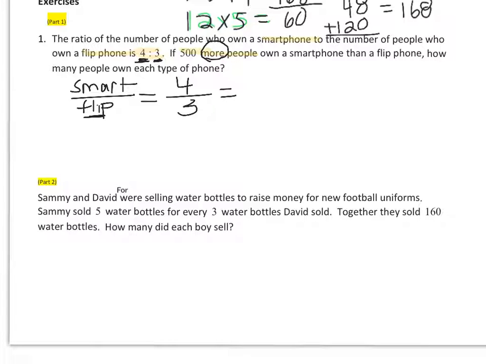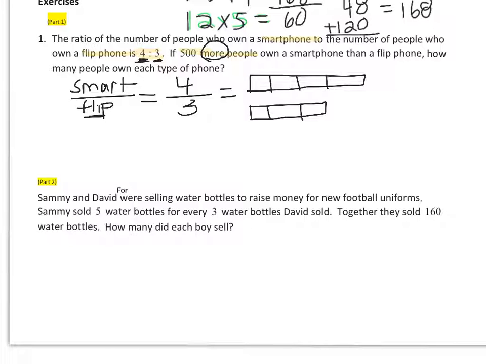Now I'm going to draw my tape diagram of that. So I'm going to draw a diagram of 4. And then I'm going to draw a diagram of 3. When I draw that 3, I need to make sure the first 3 line up with the first 3 on my 4. So I'm going to do the best I can to try to make sure that they line up. So it said that 500 more people own a smartphone than a flip phone. Well, the smartphone diagram is that top one, and then the bottom diagram is for the flip phone.